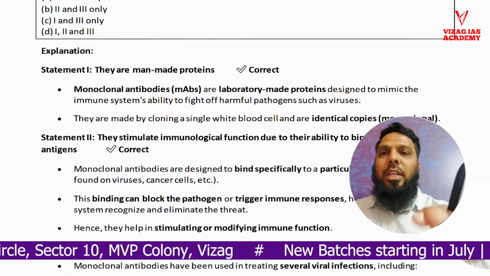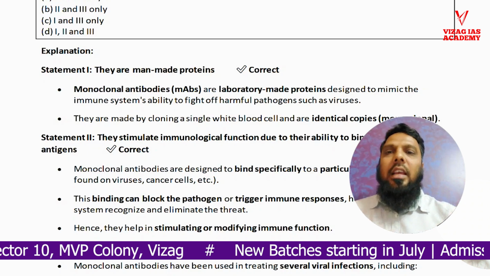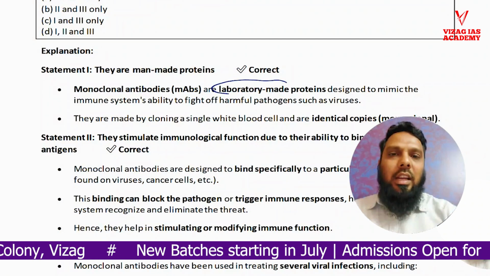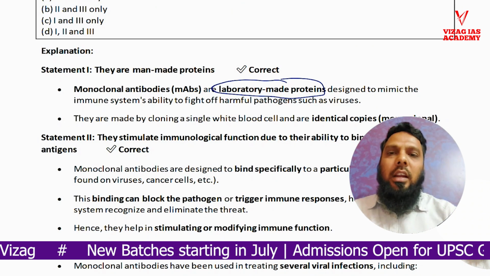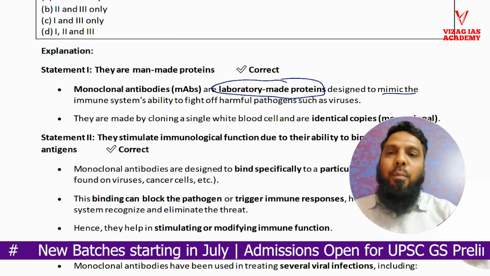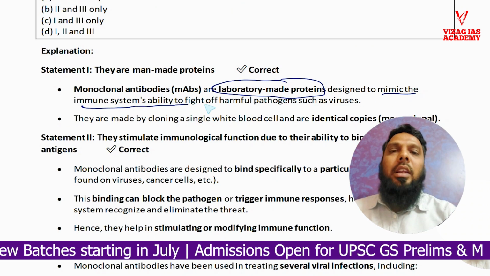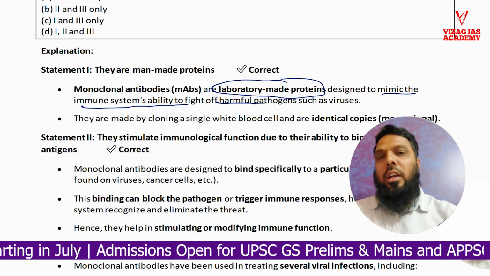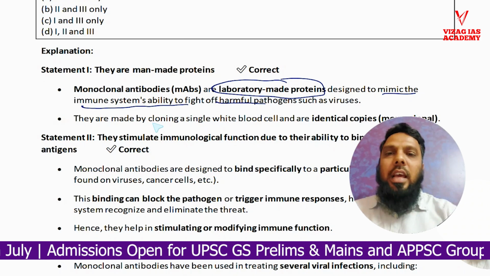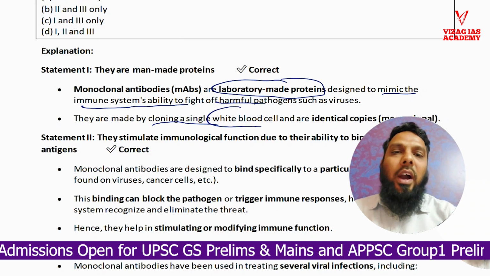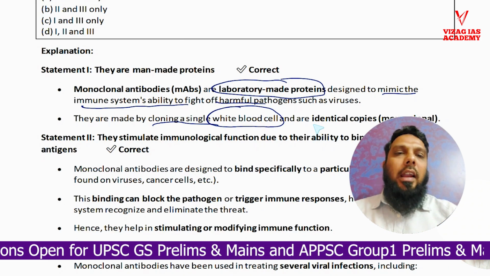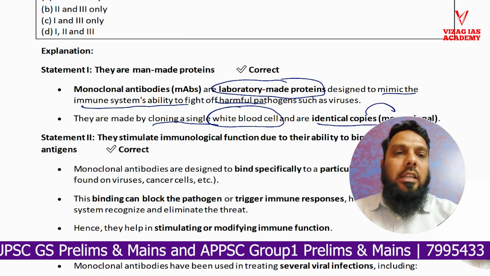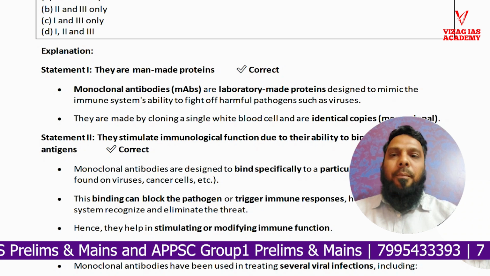If we go through the explanation, you will find that statement 1, monoclonal antibodies are laboratory-made proteins, right? And they are designed to mimic the immune system's ability to fight harmful pathogens. Definitely rightly pointed out as correct. Now next, they are made by cloning a single white blood cell and are identical copies, therefore it is termed monoclonal, right?